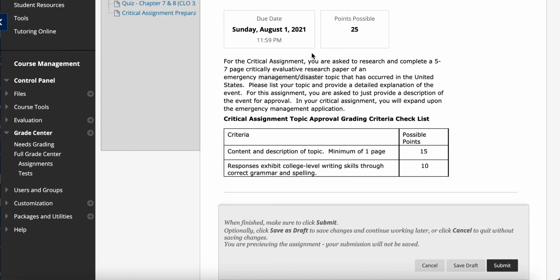For the critical assignment, you are asked to research and complete a 5 to 7 page critically evaluated research paper of an emergency management / disaster topic that has occurred in the United States. Please list your topic and provide a detailed explanation of the event. For this assignment, you are asked to just provide a description of the event for approval. In your critical assignment, we will expand upon the emergency management application.